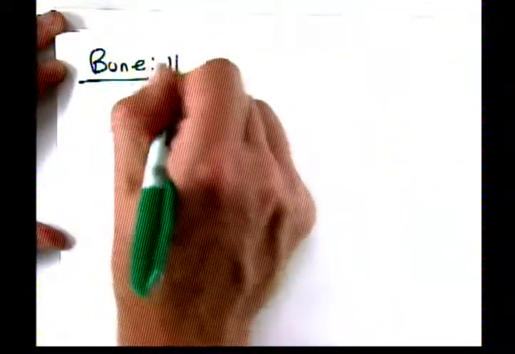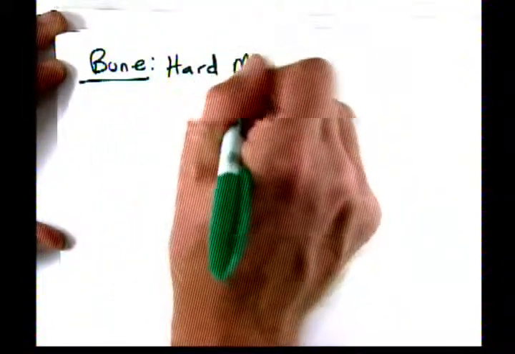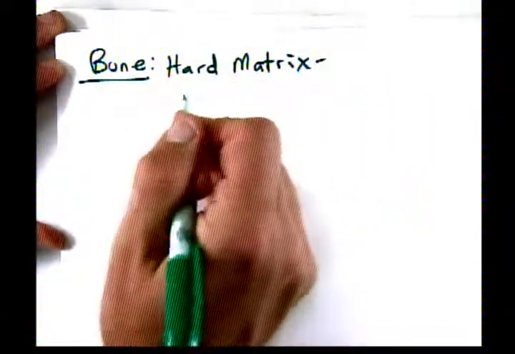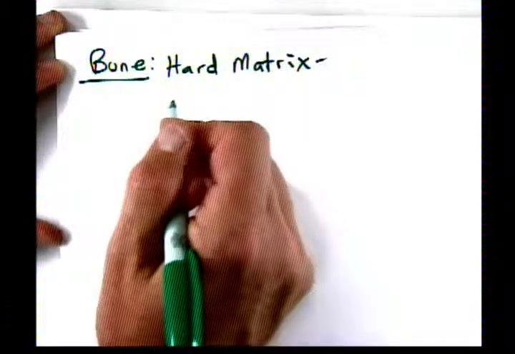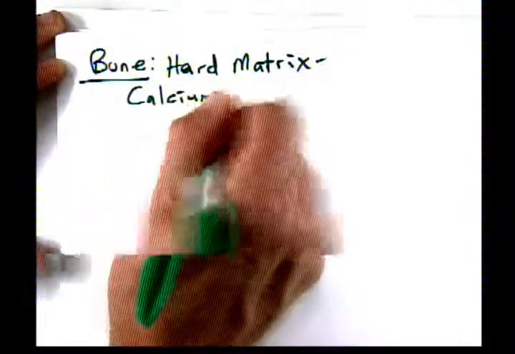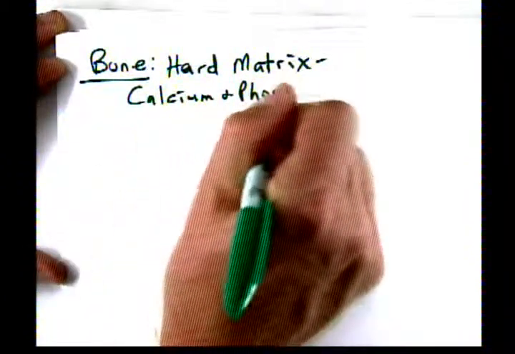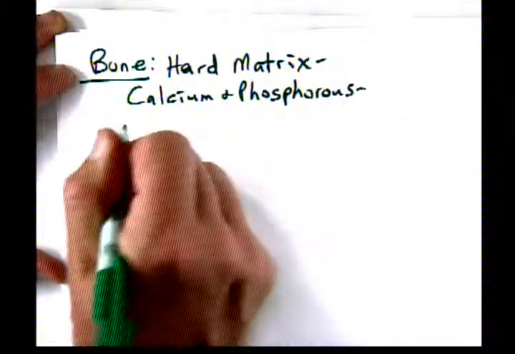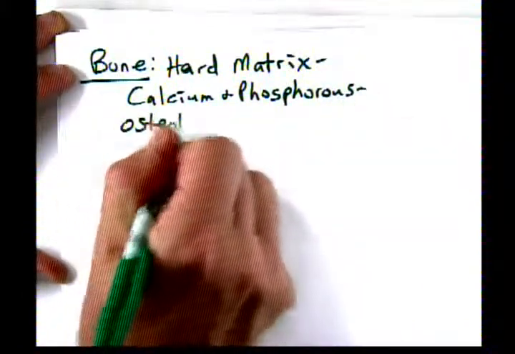Bone has a very hard matrix. And again, I have Josh here in the studio. I'm going to call on Josh. Do you know, Josh, what your bones are primarily composed of? Calcium. Calcium, exactly. So you've got calcium and also phosphorus, which are taken in by cells called osteoblasts.